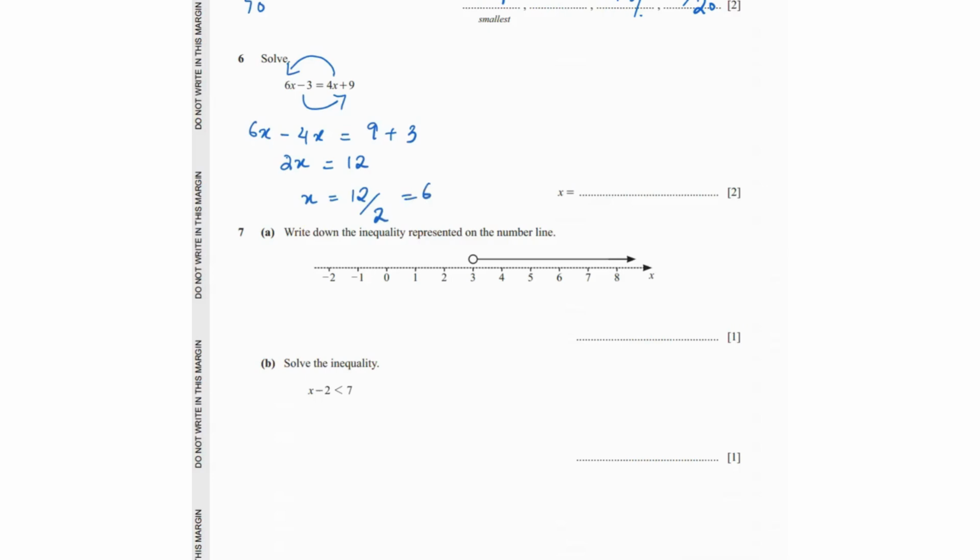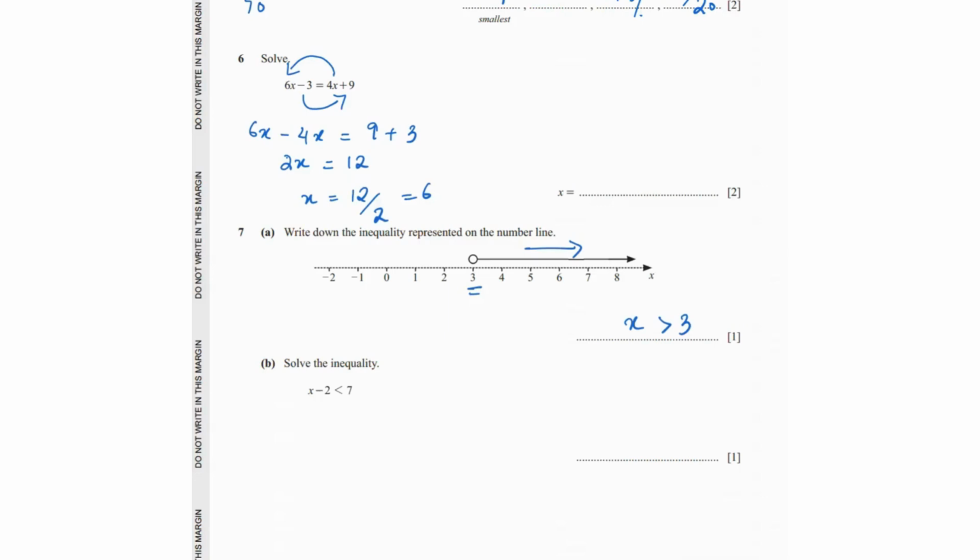Then write down the inequality represented on the number line. The circle is drawn at 3, and the circle is unshaded. So that means it's not going to be equal to something. Now the arrow is going towards the right-hand side, which means the values are increasing. So it's going to be x is greater than 3. It's not greater than equal to 3 because the circle is unshaded. That means 3 is not included in the range of values. So since the values are going towards the right-hand side, it's x is greater than 3.